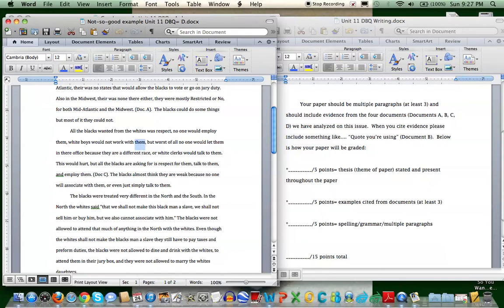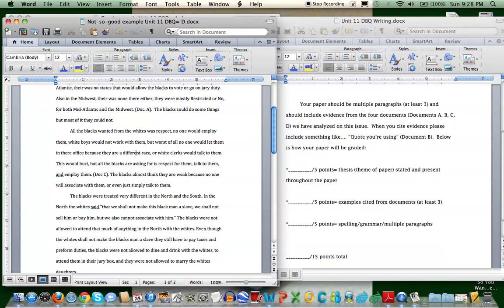When you refer to these us's and thems and theys and we's, it's difficult for me to understand who you're talking about. So be very explicit and tell me exactly who you're discussing. "But worst of all, no one would let them in their office because they are of a different race." Again, them's, their office, wrong use of their, they, tell me who you're talking about.